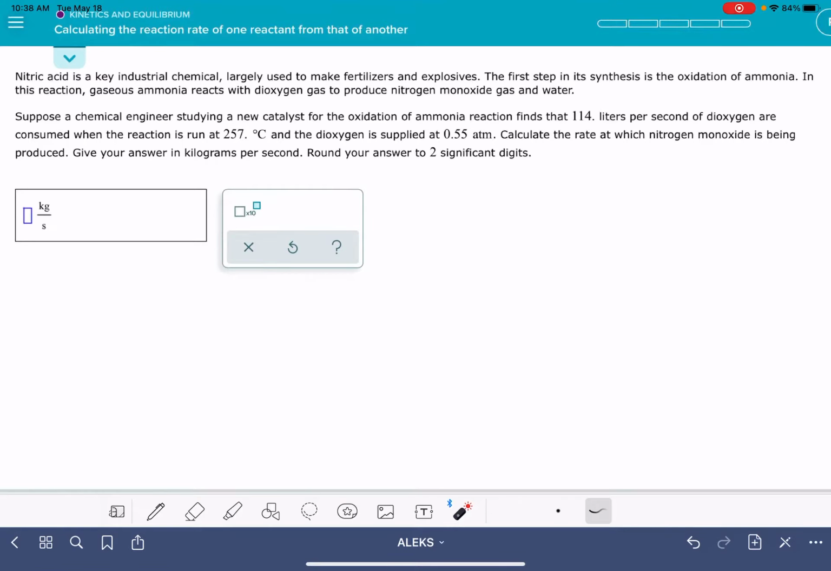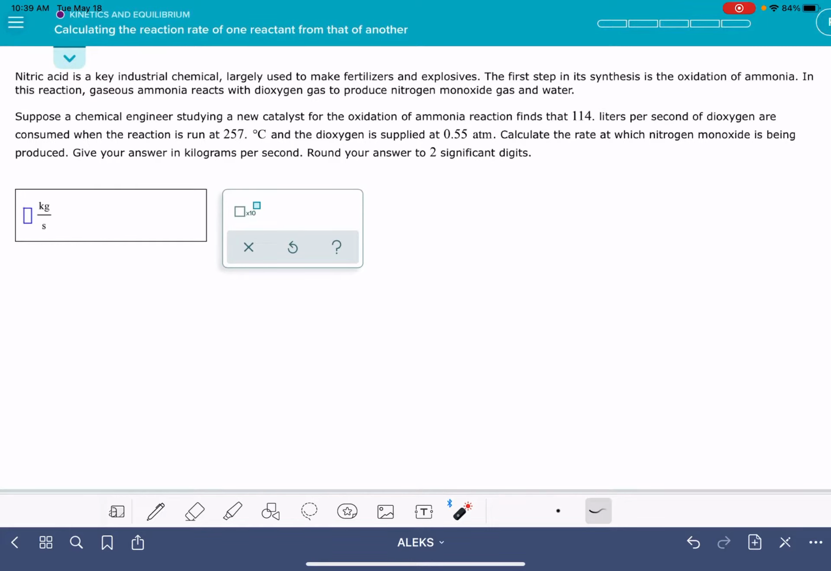In this video, I'm going to show you how to solve the ALEKS problem called calculating the reaction rate of one reactant from that of another. Buckle up because this problem is pretty tricky. So just like the title says, it's going to be giving us information about the rate of reaction for one particular molecule, and we're being asked to calculate the rate of reaction for another molecule, but it's not that straightforward.